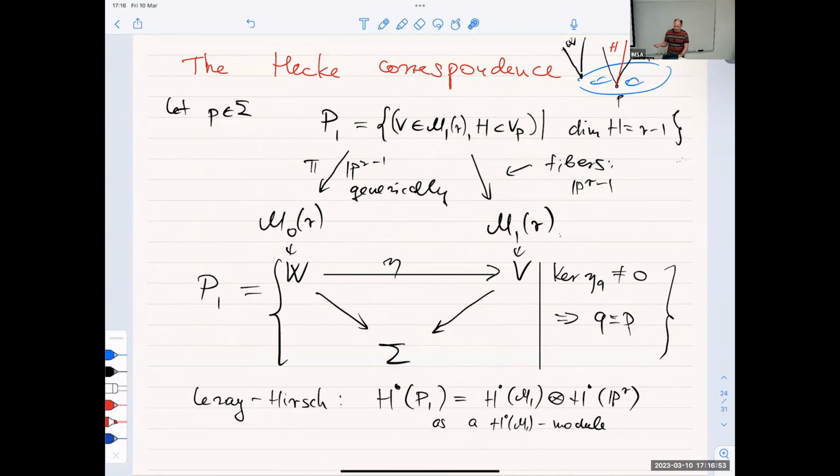One more little remark here: if you accept that this is a smooth variety with a P^(R-1) bundle, then by the usual Leray-Hirsch argument, the cohomology, the Betti numbers in any case, it's not really a product, but the cohomology looks, as an H module at least, like the product with P^(R-1).